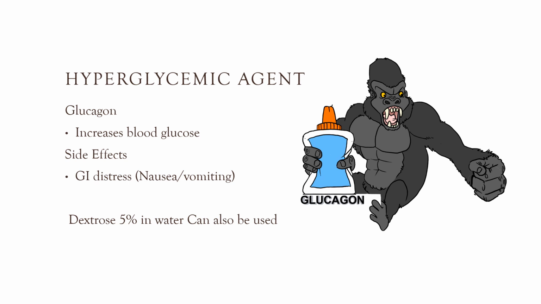Another option that we can do if they have an open IV line is give dextrose 5%, which is pretty much sugar water. And we're going to talk in class about the differences of when you would use one versus the other.